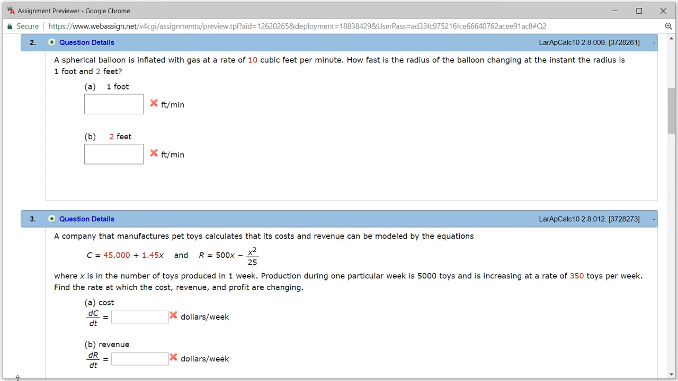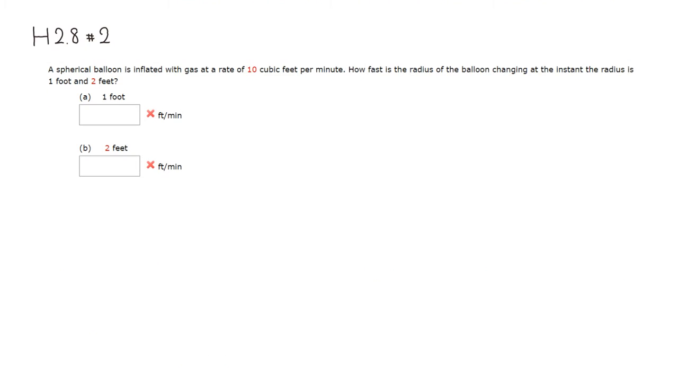Alright, let's look at the homework 2.8, problem number 2. A spherical balloon is inflated with gas at rate of 10 cubic feet per minute. How fast is the radius of the balloon changing at an instant when radius is 1 foot or 2 feet? Alright, so let's do that.